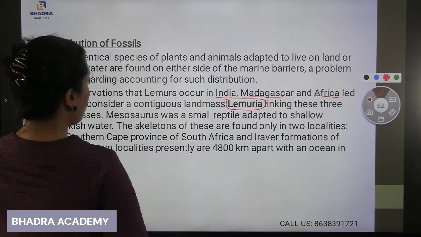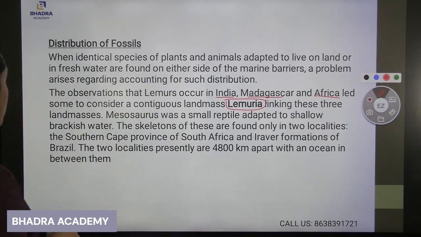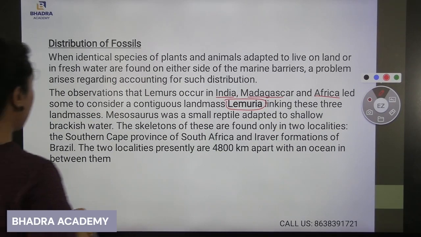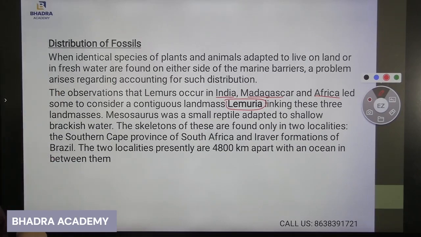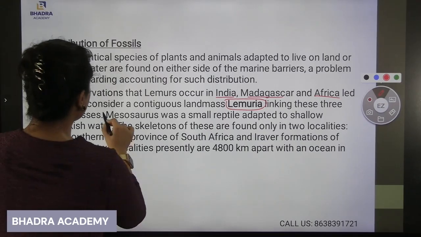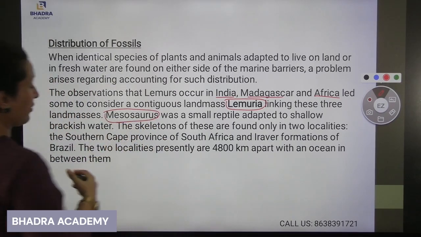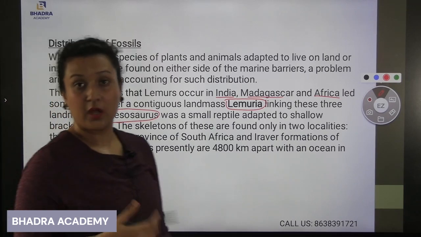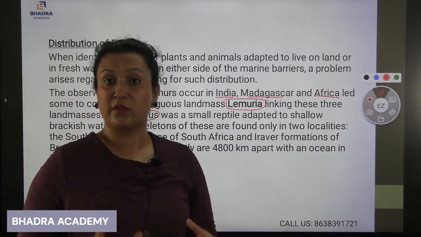Also, Mesosaurus was a small reptile adapted to shallow brackish water. Its skeletons are found only in two localities, the southern Cape province of South Africa and the Irati formations of Brazil. The two localities are presently 4,800 km apart with an ocean in between them. Now here evidence is found with the help of the Mesosaurus. You see, Mesosaurus was a dinosaur. It was during the Jurassic period.